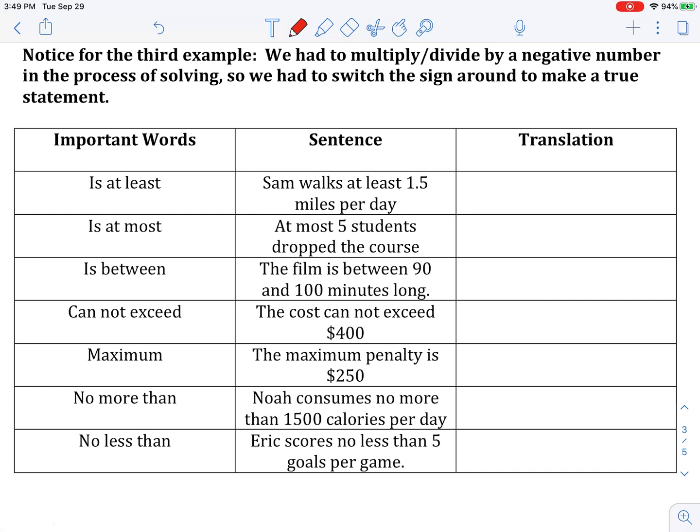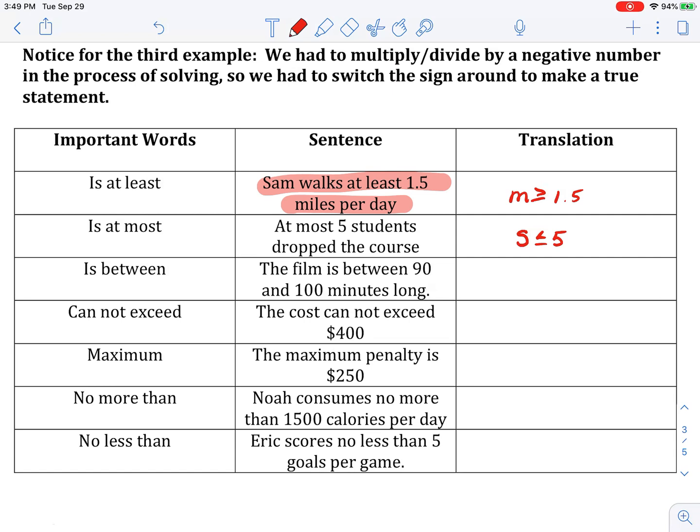For example, Sam walks at least 1.5 miles per day. What that means is that Sam's miles have to be greater than or equal to 1.5, right? If he walks at least 1.5 miles, 1.5 is the smallest amount that he walks. Is at most is just the opposite. At most, 5 students dropped the course. So the students has to be less than or equal to 5.